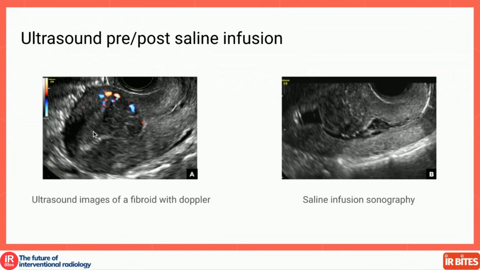And this is a picture just showing the difference that saline infusion does. So on the left here, you can see this hypoechoic area, and it probably is a submucosal fibroid. You can see it kind of indenting around here, but it's always difficult to tell. You don't know how much it's protruding. But then you infuse saline into the cavity, and on the right, you can see this is protruding really, really heavily into the cavity.